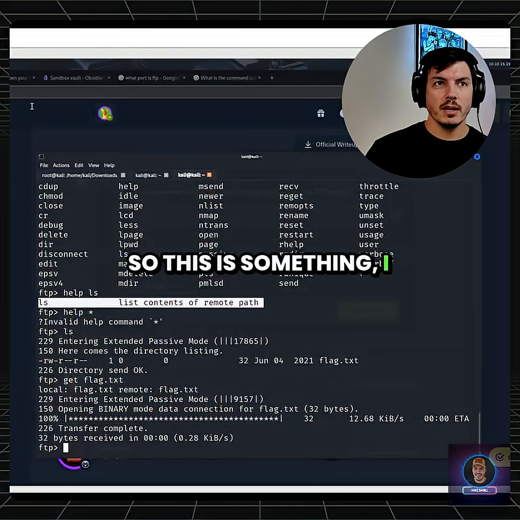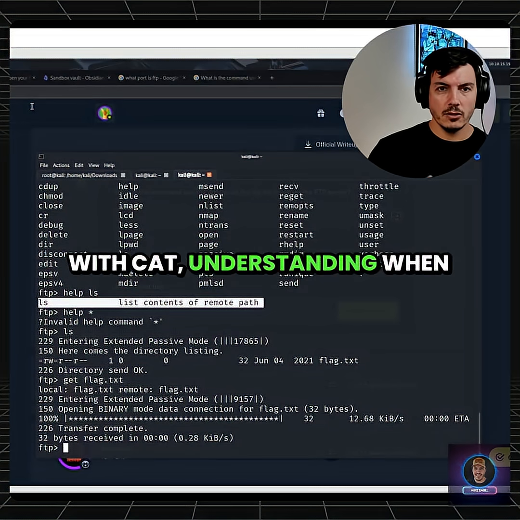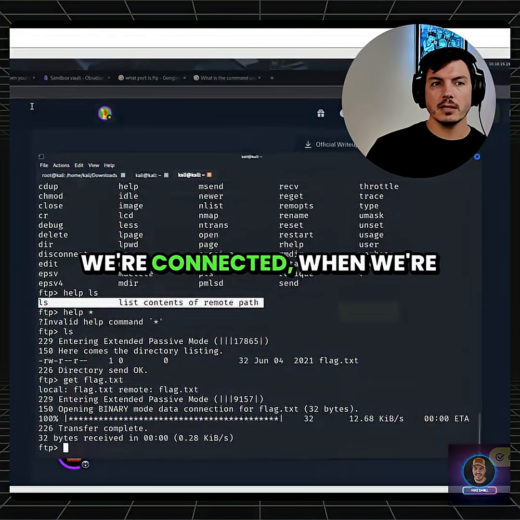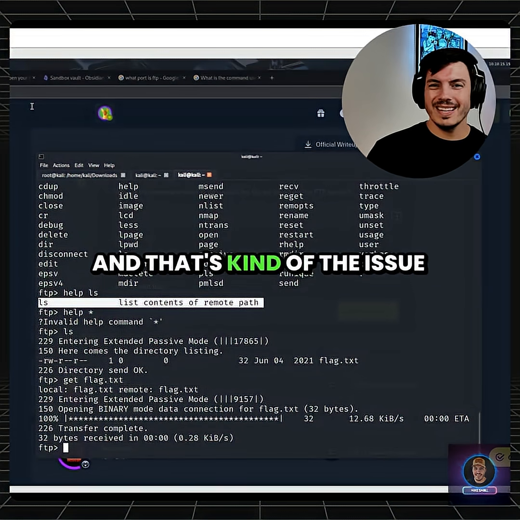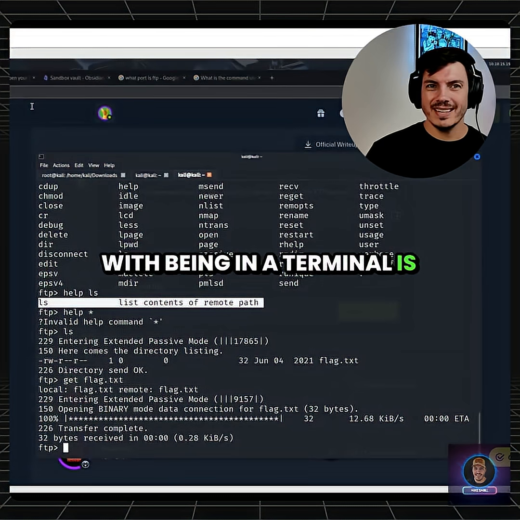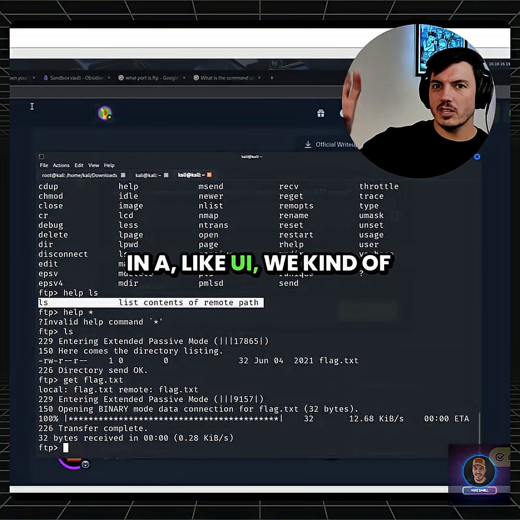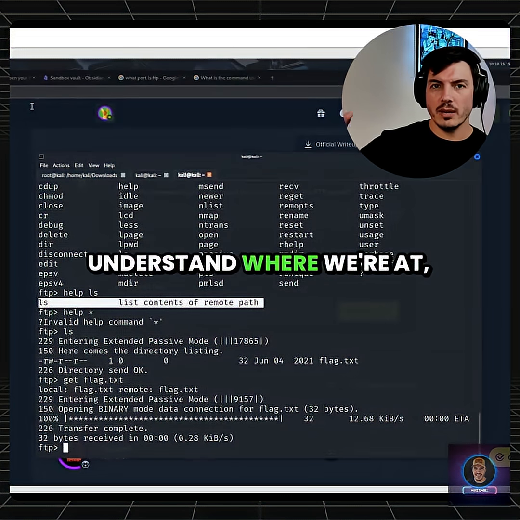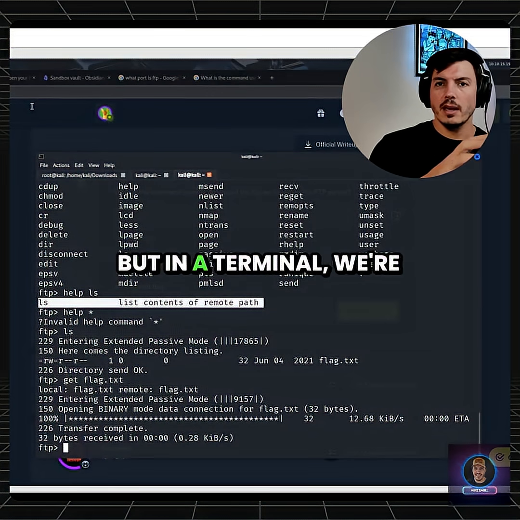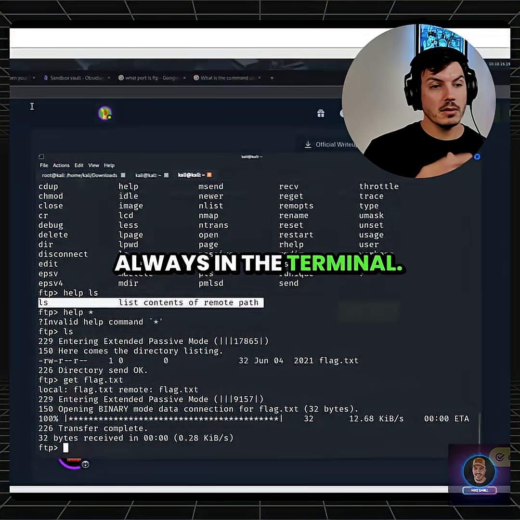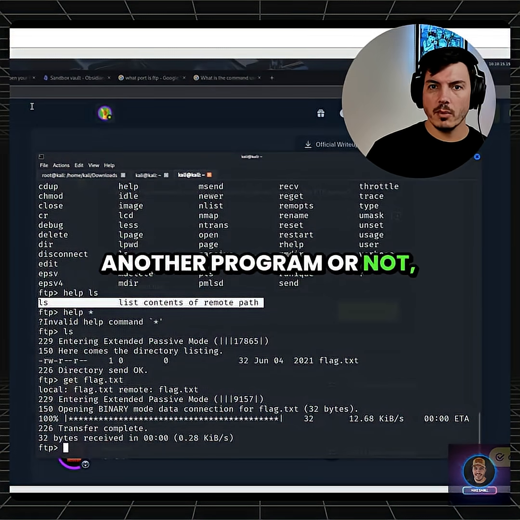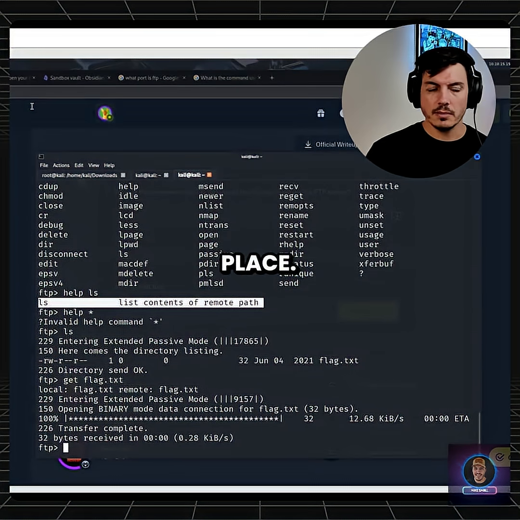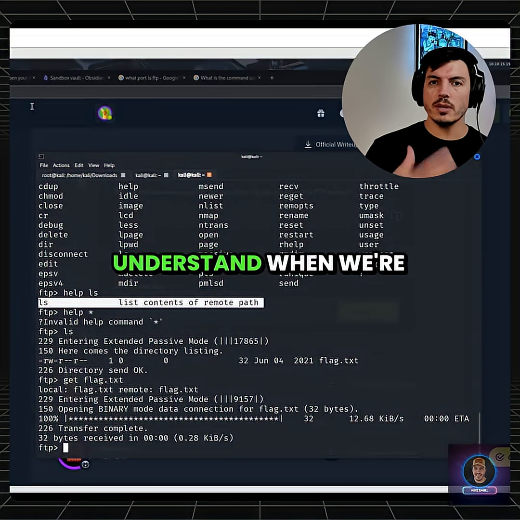So this is something I think you also had problems with, Kat, understanding when we're in a session, when we're connected, when we're not connected, and whatnot. And that's kind of the issue with being in a terminal. In a UI, we kind of understand where we're at, but in a terminal, we're always in the terminal, whether we're connected to a system, whether we're in another program or not, we're always in the same place. But it's important to understand when we're connected.